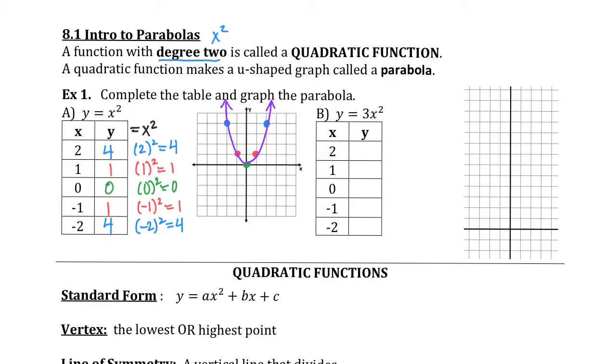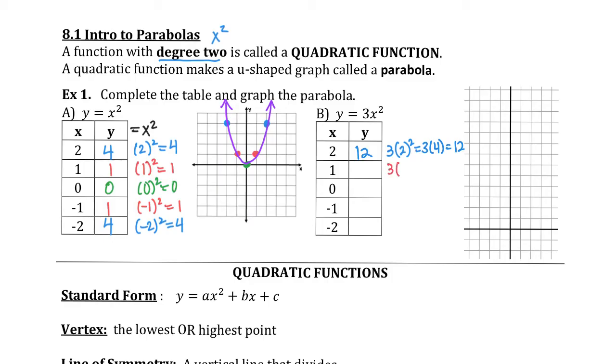Okay, let's do one more. This is going to be y equals 3 times x squared. It will still make a parabola because it's degree 2, but it will look slightly different. Okay, so the equation is 3 times x, the first x is 2, squared. Because of order of operations, I have to do the exponent first. The exponent applies only to the base 2, so 2 to the second power is 4. So 3 times 4 is 12.